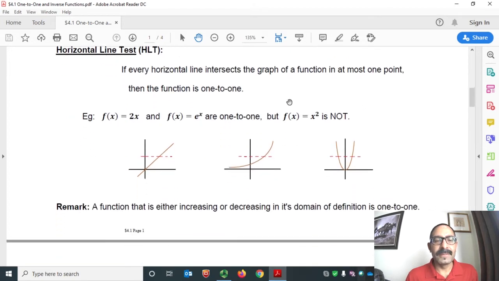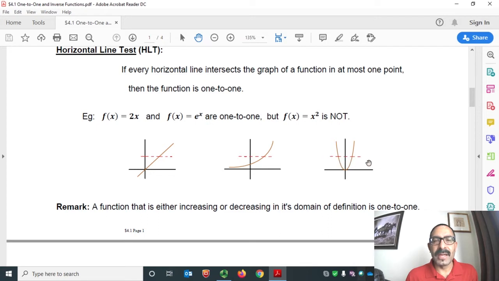Quick examples. f(x) equals 2x, the first diagram. Here the horizontal line crosses the graph of f(x) equals 2x at only one point, so it's a one-to-one function. Second diagram, this is the graph of the exponential function, f(x) equals e^x. This is again one-to-one.